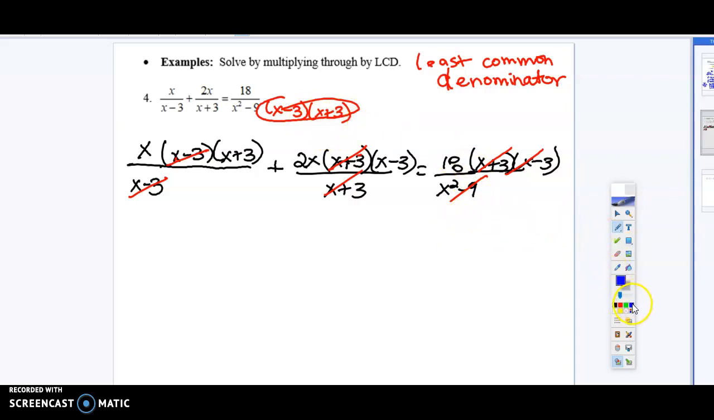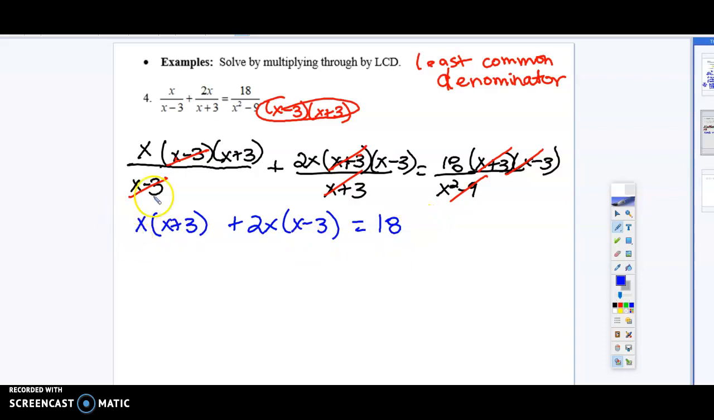So now I'm going to take everything that I didn't cancel out and rewrite it. Okay, so that's going to look like this. So now I've turned this into not fractions, which is pretty dope, right? So ain't nobody like fractions.